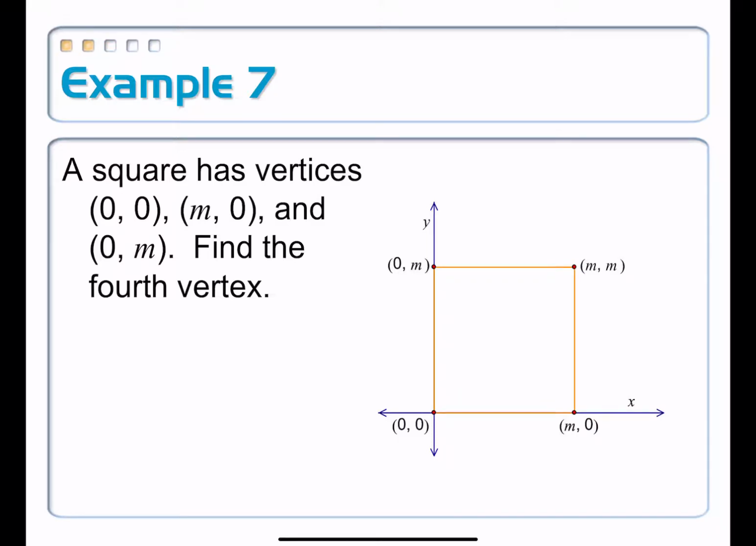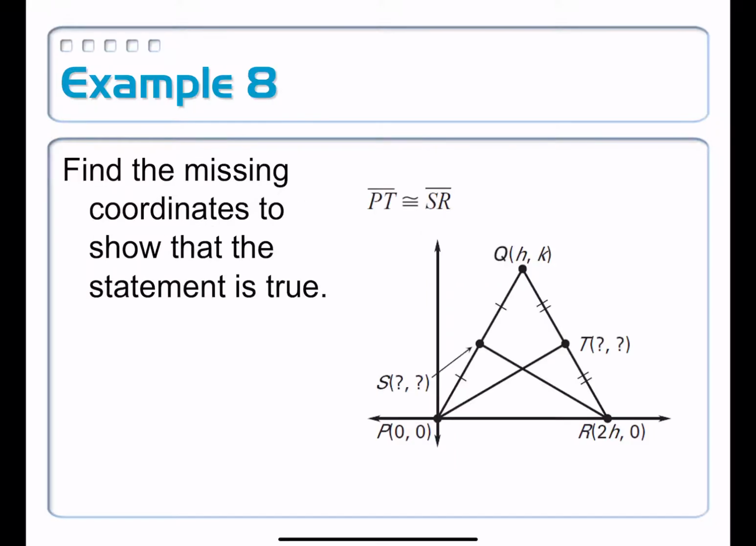All right, let's take a look at the next example. So in this next example, this is going to be our first true coordinate proof. The one that we did back in the first objective kind of was, but it had specific coordinates instead of variable ones. Example 8, find the missing coordinates to show that the statement is true. So the statement here is that segment PT is congruent to segment RS.